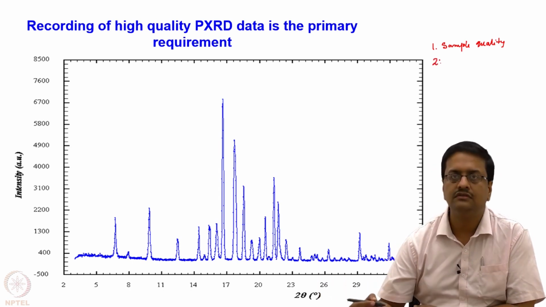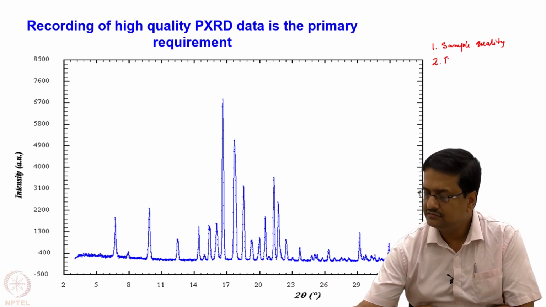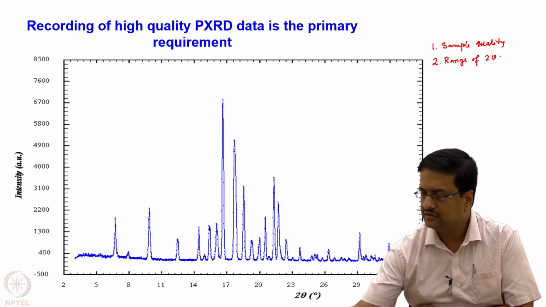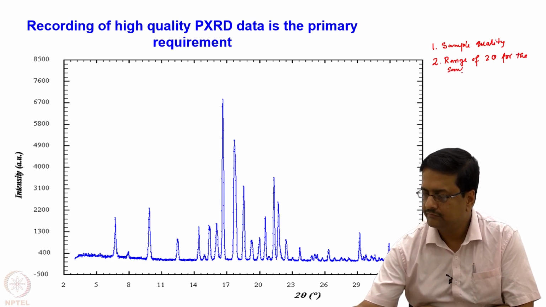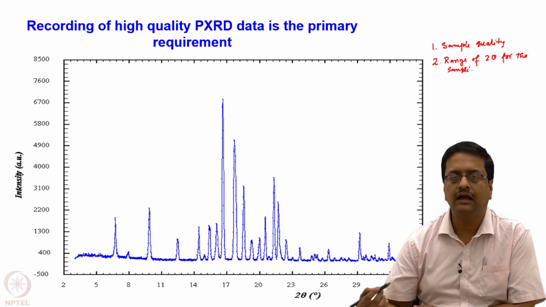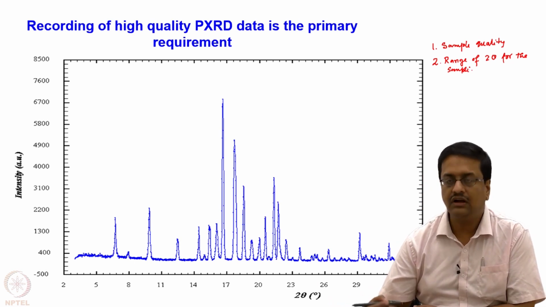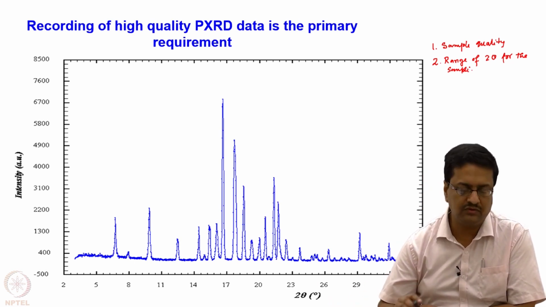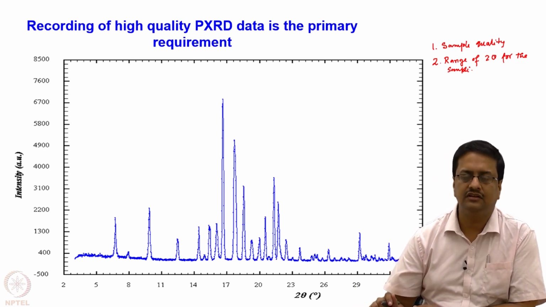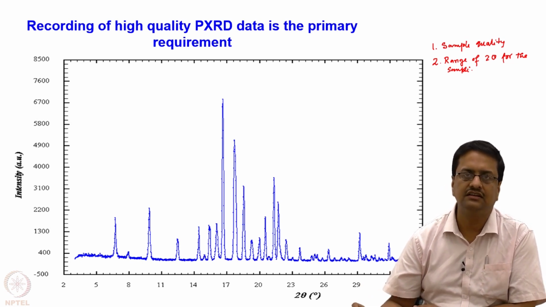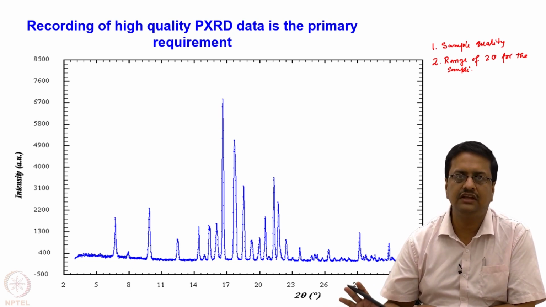Number two, we need to know the range of 2 theta for the sample. So a priori we will not know this number. So what we can do is mount the sample, collect the data very quickly, like about 10 degrees per minute or whatever, from 3 to 70 degrees 2 theta, and see what is the range of peaks that we are getting for this particular sample.